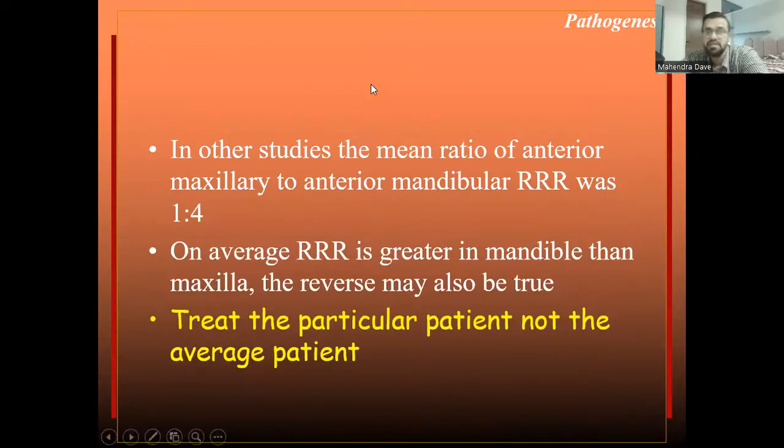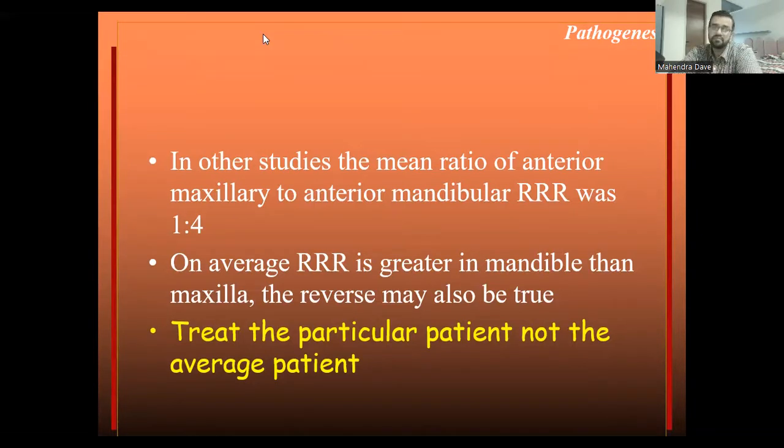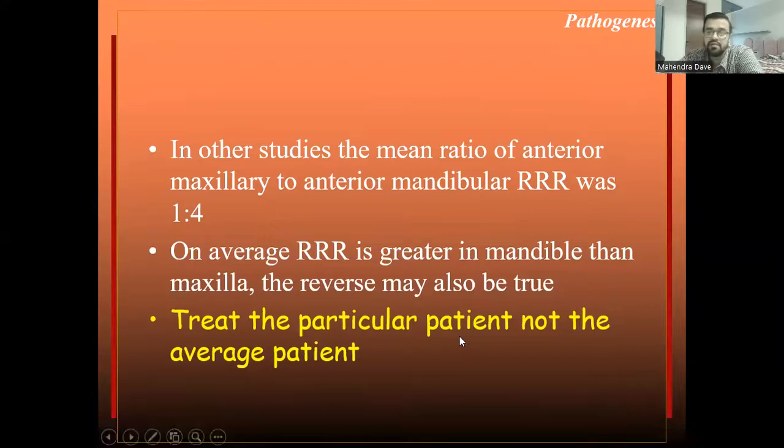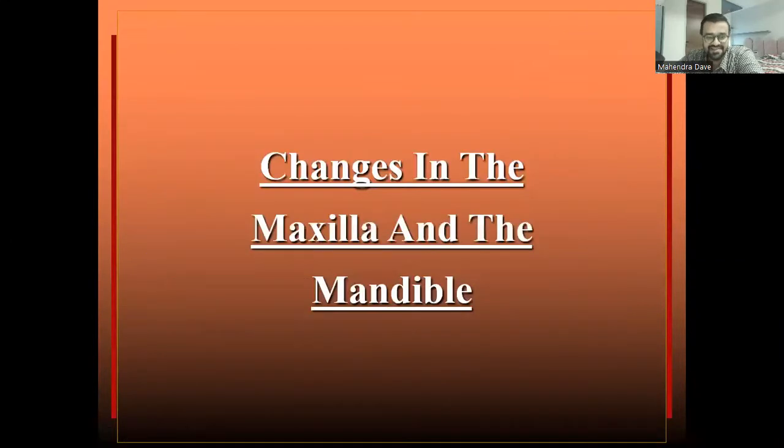In other studies, the mean ratio of anterior maxillary to anterior mandibular residual resorption was found to be 1:4. The ratio of mandibular bone resorption is 4 times greater than the ratio of resorption of the maxilla. On average, residual resorption is greater in the mandible than in the maxilla. The reverse may also be true. Treat the particular patient, not the average patient.